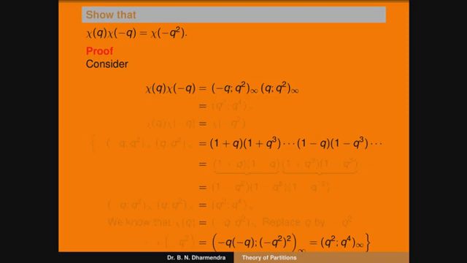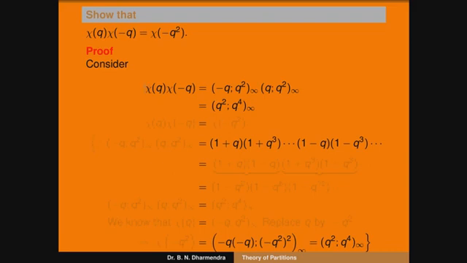So by using the identity, a minus b into a plus b is equal to a square minus b square, it can be written as, here the base is q square, and the first term is q, that means q square, q to the power of 4, infinity. You can take the power as double and the sign positive, that is (q^2;q^4)∞. That is nothing but the statement of chi of minus q square.